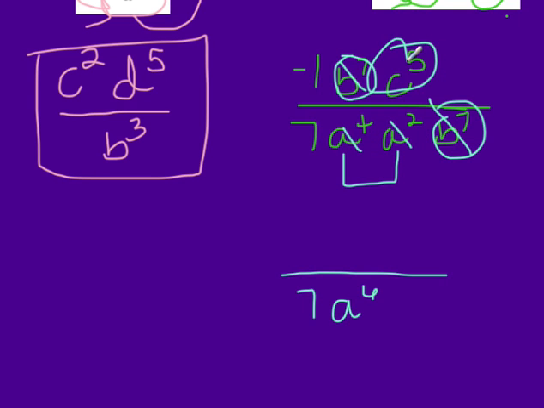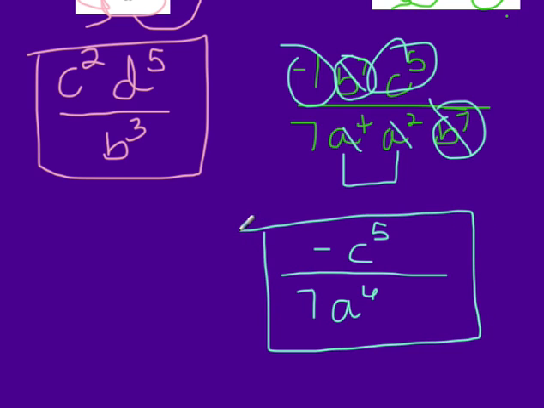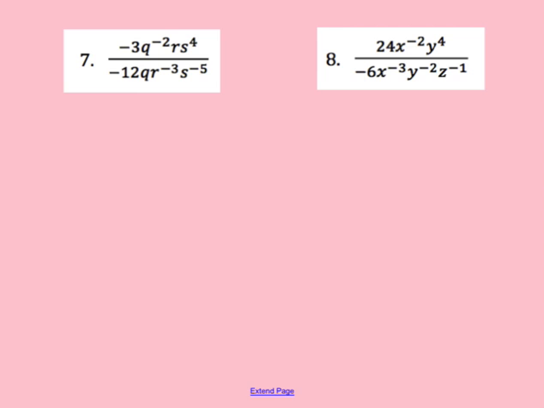So that leaves me with C to the fifth on the top. The only thing I can't forget is that C to the fifth is negative. So I have negative C to the fifth divided by 7A to the sixth. And that's my final answer for number 6. Everything's fully simplified. Taking a look at number 7, we're going to do the same thing.